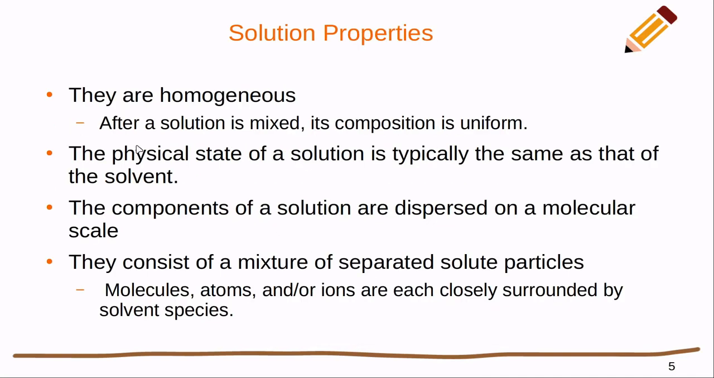So let's talk a bit about solution properties. As we said before, they're homogeneous. What that means is that after a solution is mixed, its composition is going to be uniform. That means that if I have a solution and I pick out any little bit of sample from it, it's going to be exactly the same and have the same distribution of molecules and atoms or ions as another sample that I picked out of it.